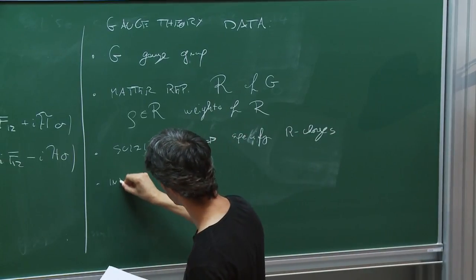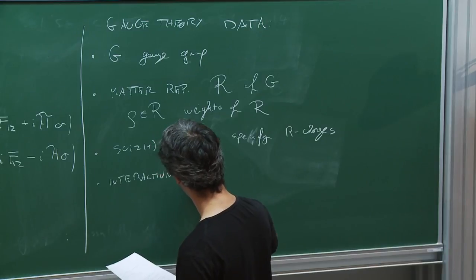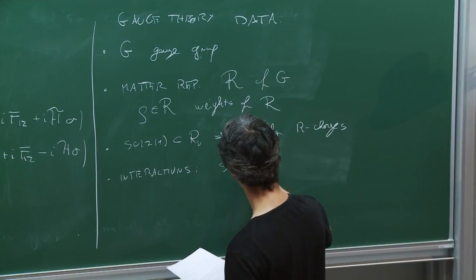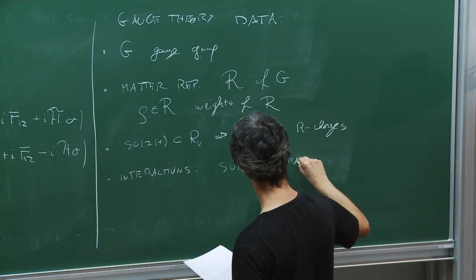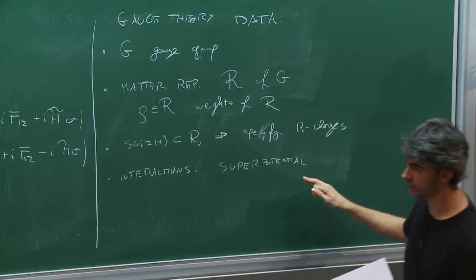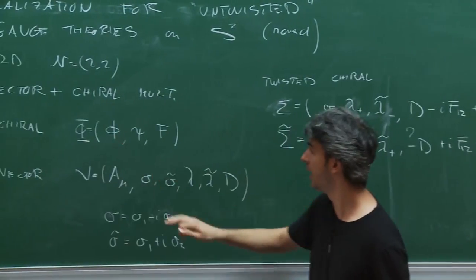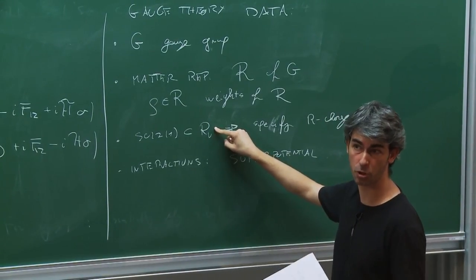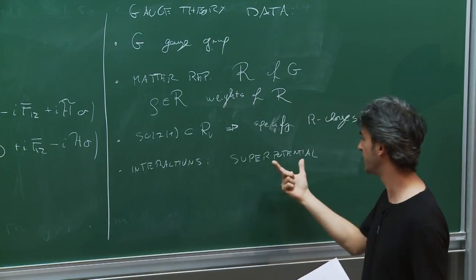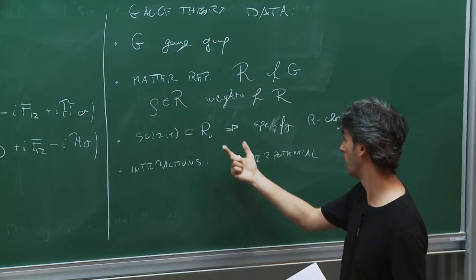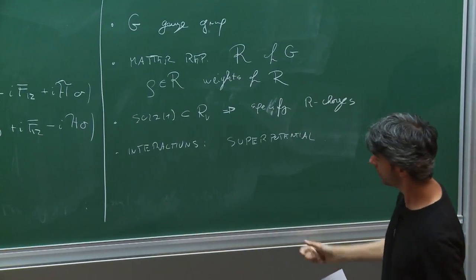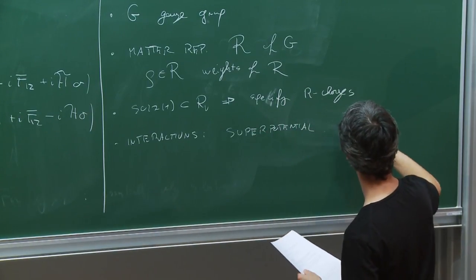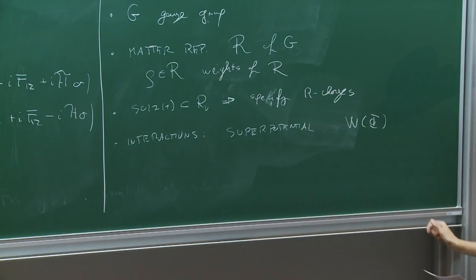Then we have interactions. And interactions are controlled by two functions. One is the superpotential. The superpotential is a holomorphic and gauge invariant function of the chiral multiplets. It should also transform homogeneously under the R symmetry. In particular, in my convention, you should have R charge 2. If you wish, you can first specify the superpotential and then the R charges. But you have to make sure, because we need this R symmetry, that the superpotential transforms homogeneously under it. So this is some holomorphic function of the chiral multiplets, exactly as in four dimensional N equals 1.